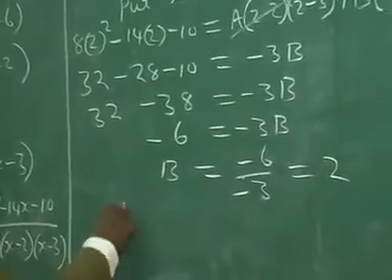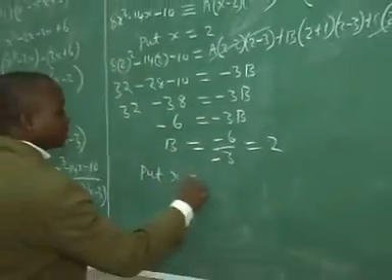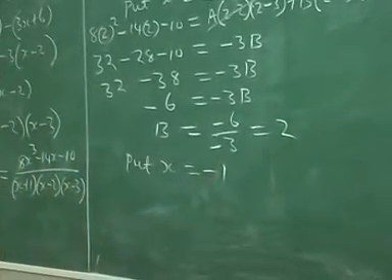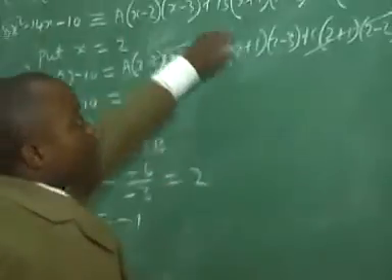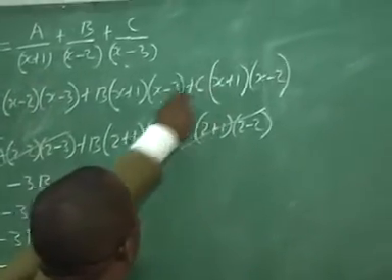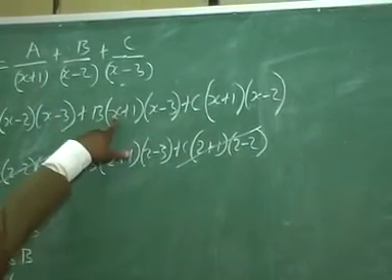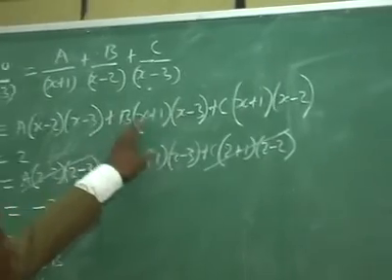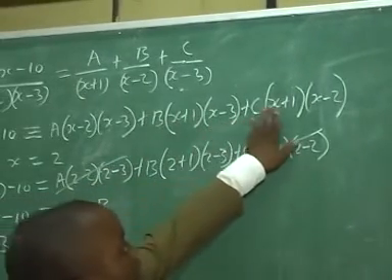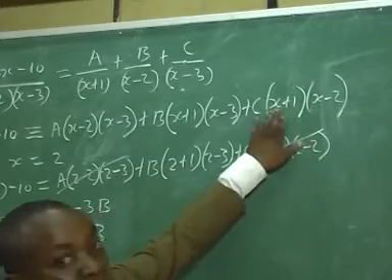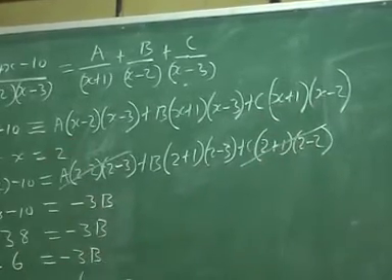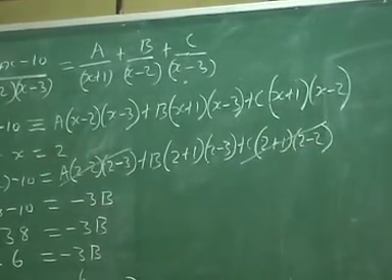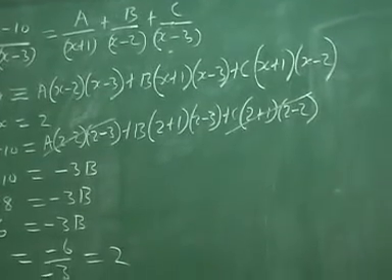Now, you can also put x is equal to minus 1. You know how? By the time we put x is equal to minus 1 here, we put minus 1 here, then this place will become 0. The whole of this will also be 0 because here will become minus 1. And then we will solve for the value of x. Alright, so put x is equal to minus 1.